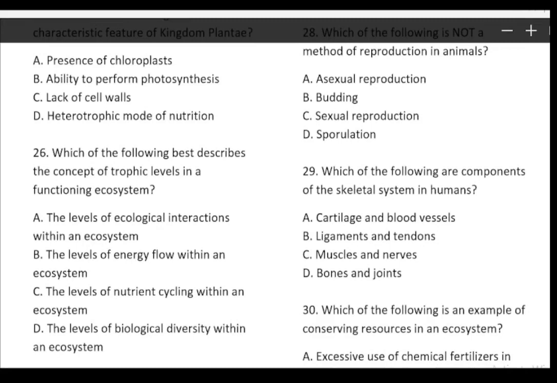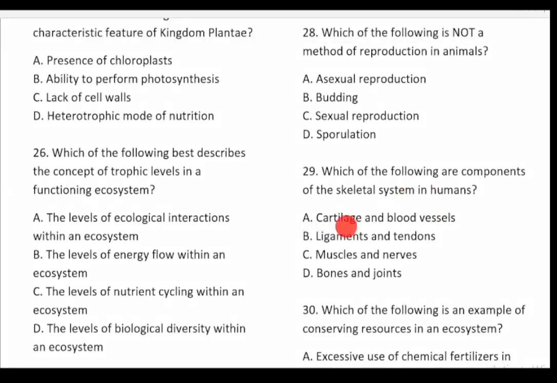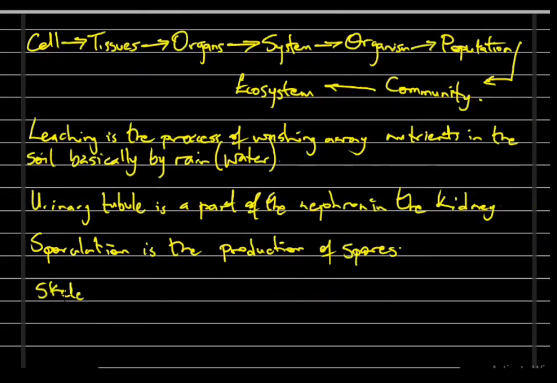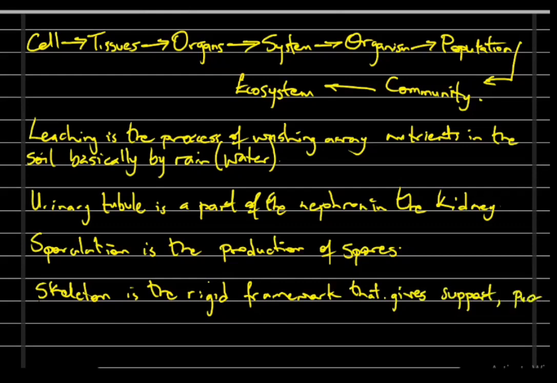Which of the following are components of the skeletal system in humans? A. Cartilage and blood vessels. B. Ligaments and tendons. C. Muscles and nerves. D. Bones and joints. When we talk about the skeletal system, we're talking about the rigid framework that is found in organisms. The skeleton, or the skeletal system, is the rigid framework that gives support and protection to the body of an organism. So that is basically what the skeletal system is talking about.